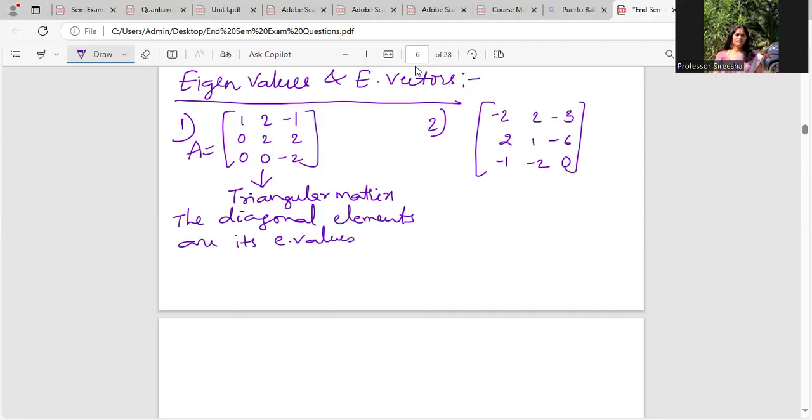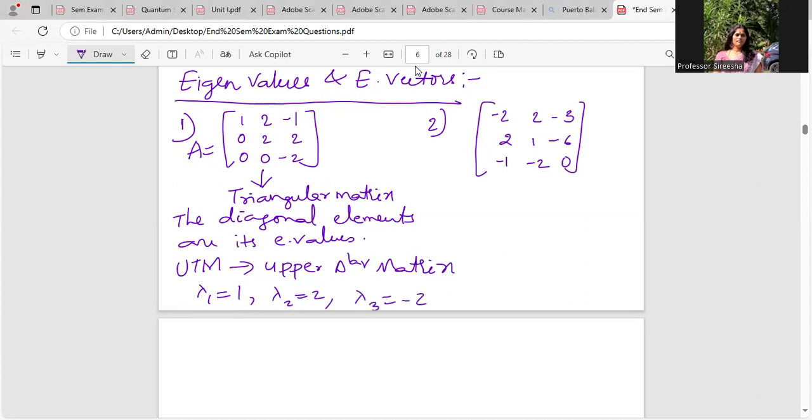So, this is clearly a UTM, the upper triangular matrix. So, what would be its diagonal elements? 1, 2, and minus 2. Hence, lambda 1 is 1, lambda 2 is 2, and lambda 3 is minus 2.